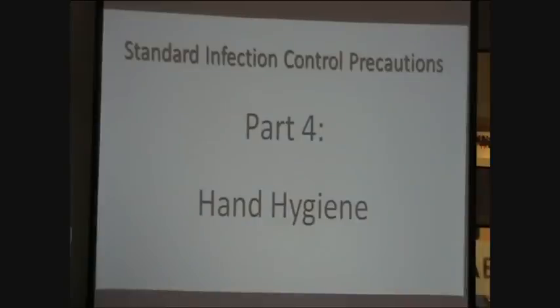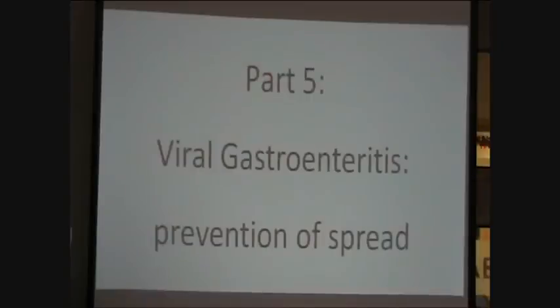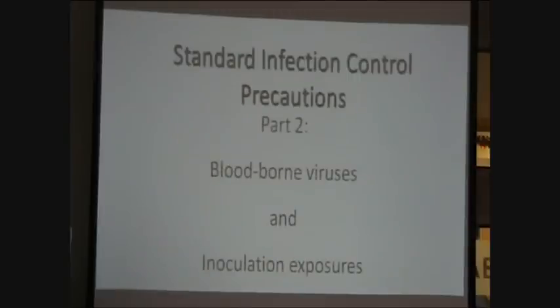Standard infection control precautions should be applied in all healthcare settings to reduce the risk of infections to patients, residents and staff. The fifth focuses on the key principles for reducing the spread of viral gastroenteritis in care home settings. This presentation focuses on reducing the risk of acquiring infection from blood-borne viruses and the management of inoculation injuries.